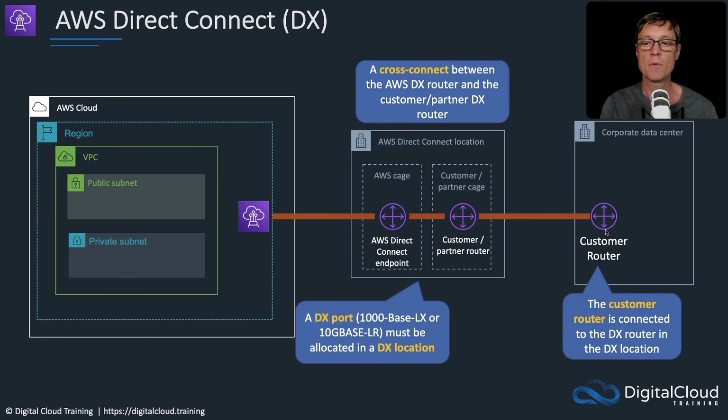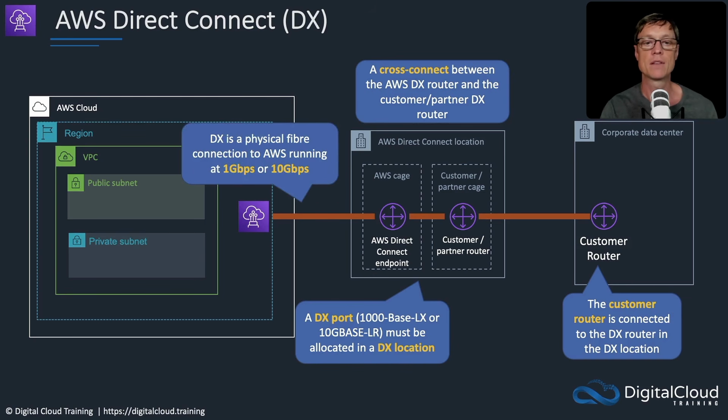So now, from your customer router, you need to have a physical connection into the customer or partner cage. So that might be something you need to speak to your local ISP to get that connection from this point into your data center, unless you happen to have all your equipment in a Direct Connect location, which can often be the case. Then from there, we have the cross connect into AWS, and then a physical connection all the way into an AWS region where your VPC is. That's a physical fiber connection running at either 1 or 10 gigabits per second.